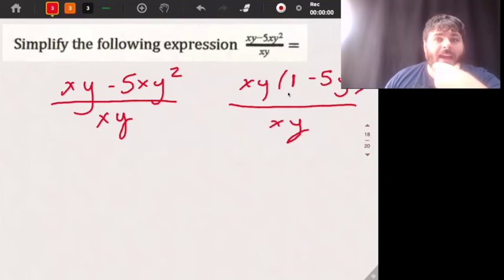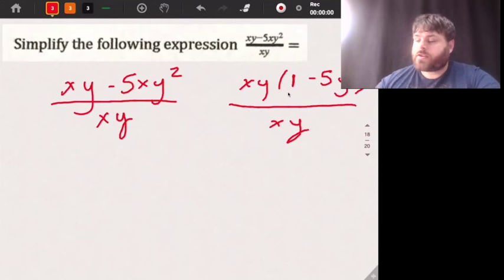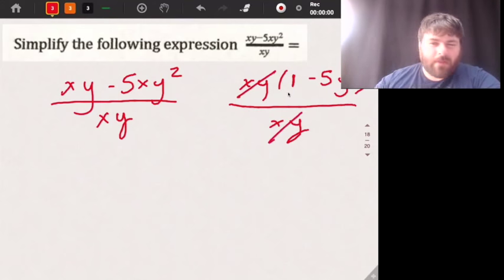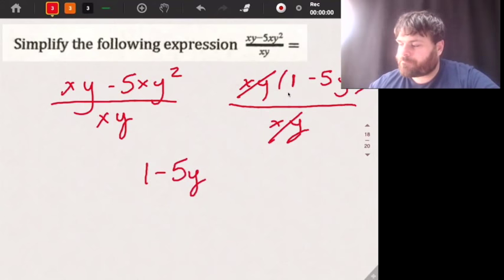Now, can I cancel here? Yes, because this is xy times this thing divided by xy. So since I didn't say plus there, even though there's a minus locked into those parentheses, this is all multiplication and division. So I'm allowed to cancel. Okay, we get 1 minus 5y.